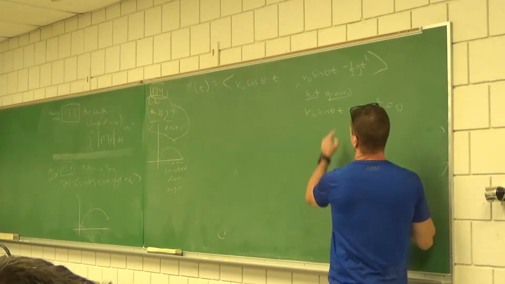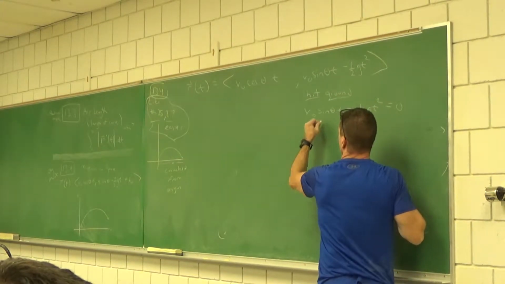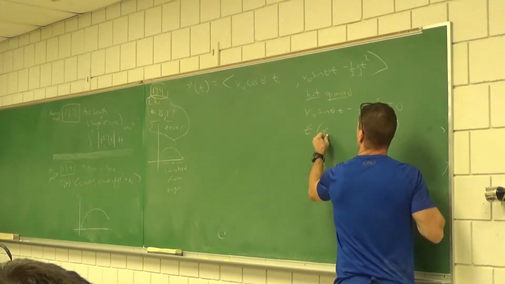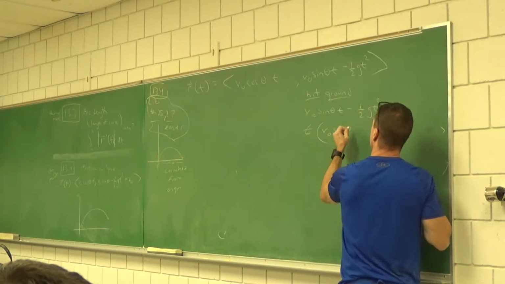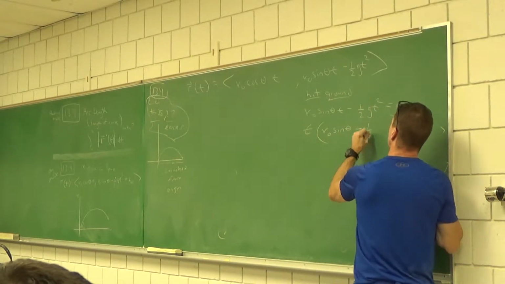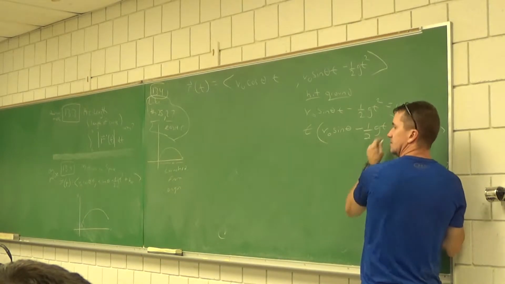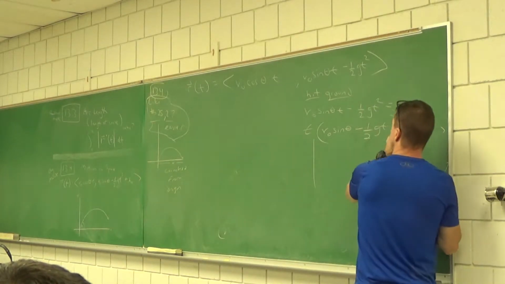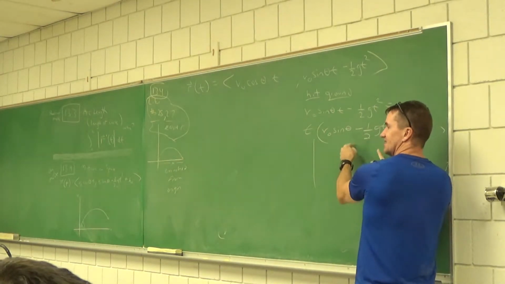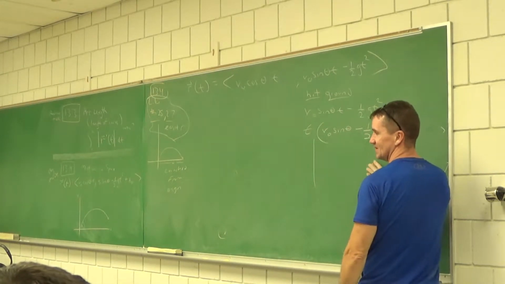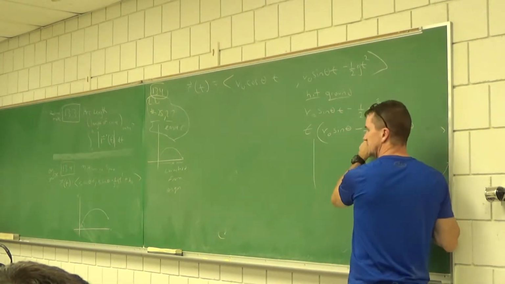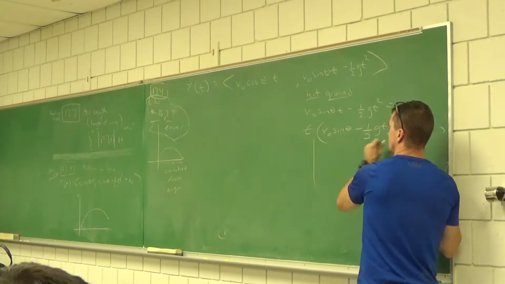Can you help me factor this? What can I factor out? The t. And then what are you left with? v naught sine theta minus 1/2 gt. Right? So let's focus on this second one. Can you solve for t here? We're deriving a new formula, which is good for problems 25 and 27. What would t equal if this equals 0?